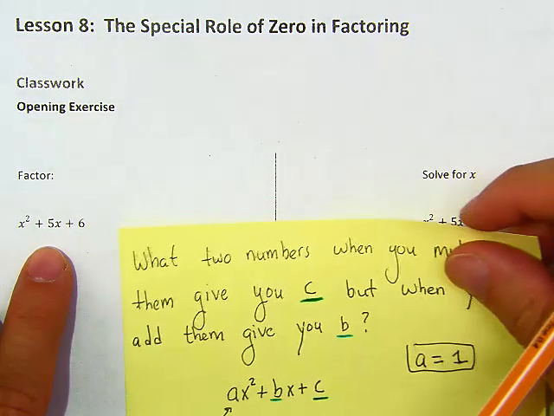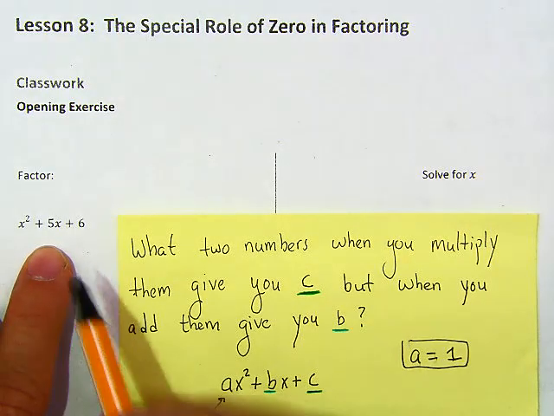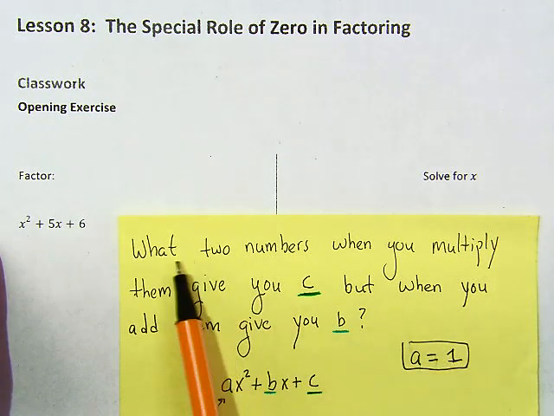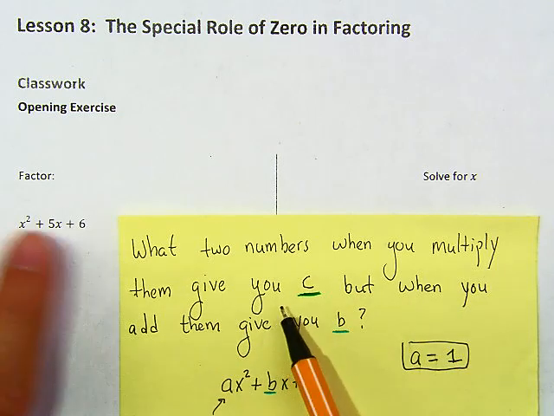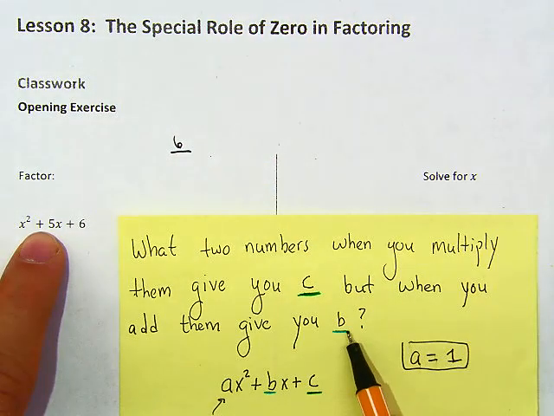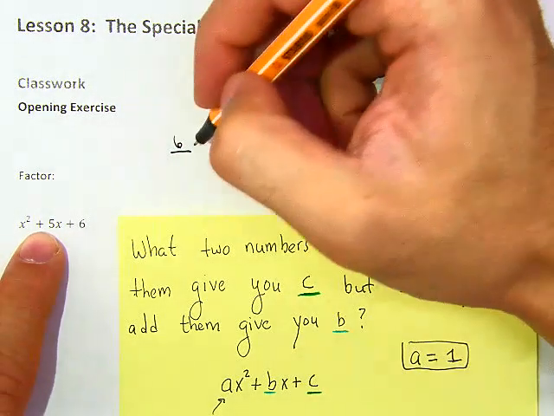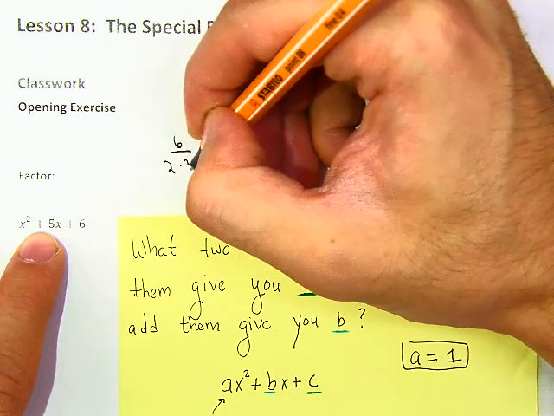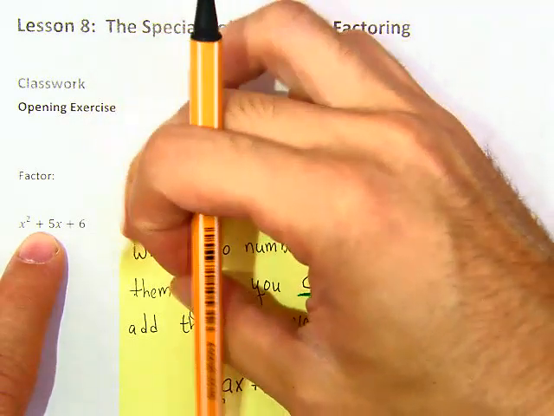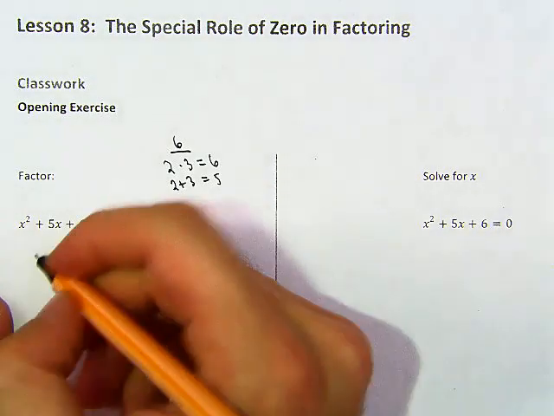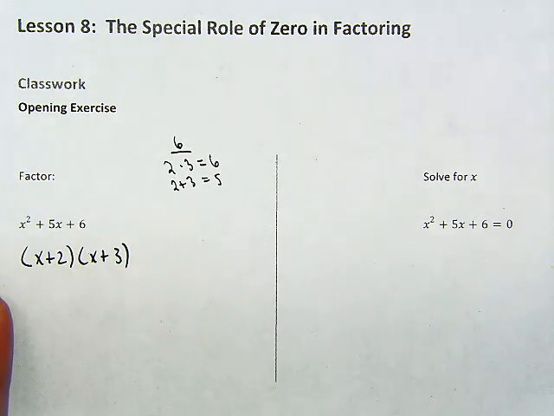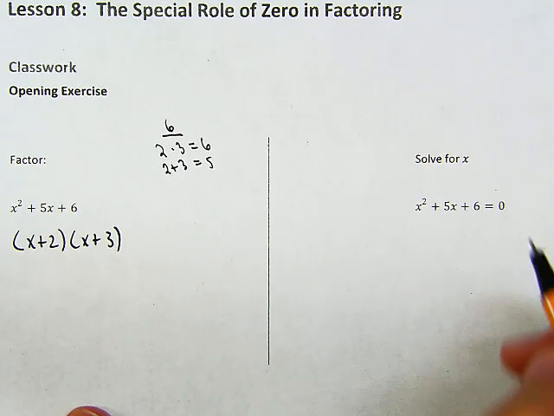Remember, the rules always stay the same. When your a value is 1, we're allowed to say, what two numbers, when you multiply them, give you 6, but when you add them, give you 5? So what are the two numbers? It would be 2 and 3, because 2 times 3 is 6, and 2 plus 3 is 5. So how does this factor? It just factors as (x + 2)(x + 3). Okay? Easy peasy. Now let's look at the next one.